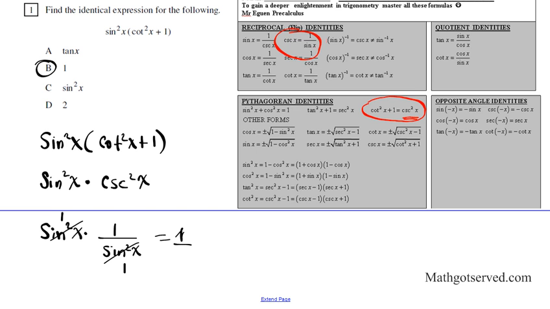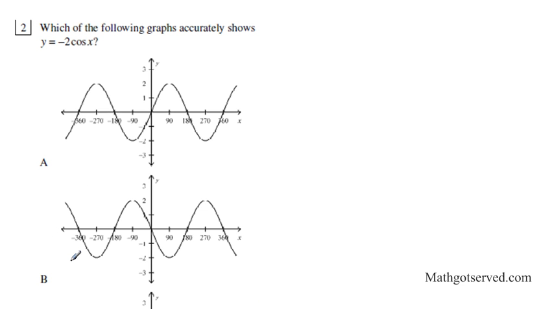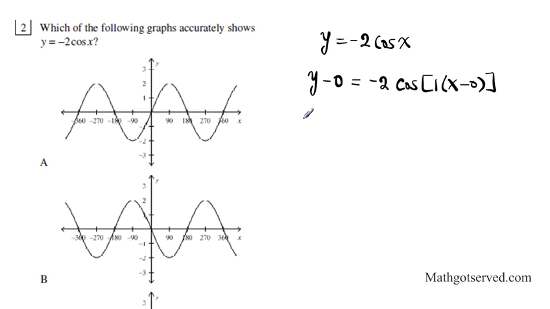Moving along. Question 2: which of the following accurately shows y equals negative 2 cosine x? Let's write this question down. I'm going to write this in transformational form: y minus 0 equals negative 2 cosine 1 times x minus 0. That tells me that the new origin is 0, 0. Since the new origin is 0, 0, the phase shift, which is the side-to-side shift, is none.